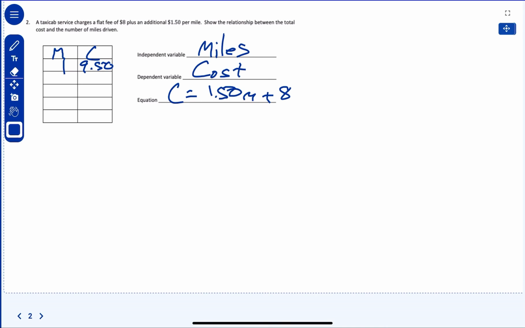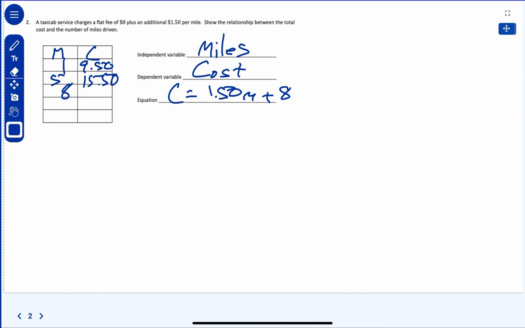So let's say if I go 1 mile, what's my cost? $9.50. What if I go 5 miles? How are we going to do that? 1.5 times 5 plus 8. That's going to be 15.50. You've got to put the extra 0 on there. You can't put 15.5. You got your calculators. Do these. Make sure you're getting the right answer. Let's go with 8 miles.